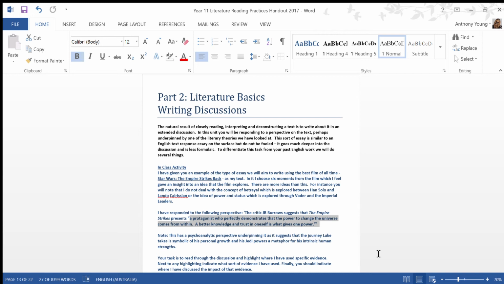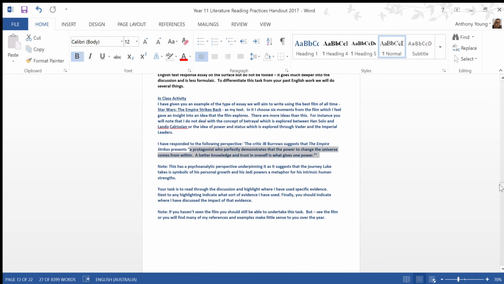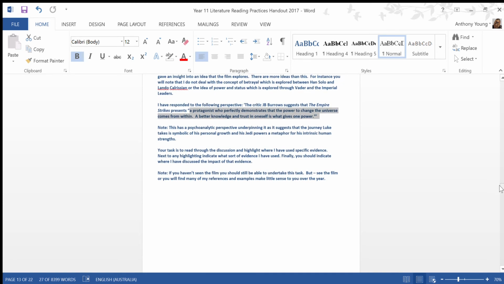So it's a slight psychoanalytic reading of the text. It's coming from that attaching the unconscious desire to better know oneself so that we can better participate in the world to a character in the text. So it's a psychoanalytic take.